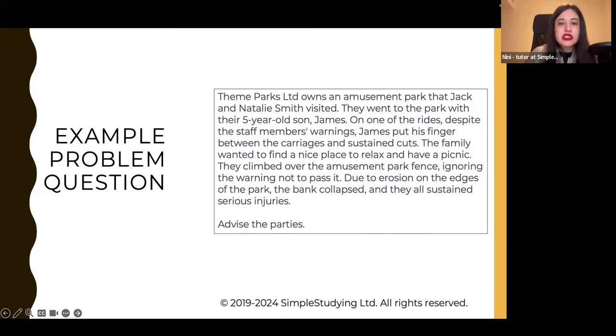The family wanted to find a nice place to relax and have a picnic. They climbed over the amusement park's fence, ignoring the warning not to pass it. Due to the erosion on the edges of the park, the bank collapsed and they all sustained serious injuries. Advise the parties as to what rights and remedies they can have in tort law.